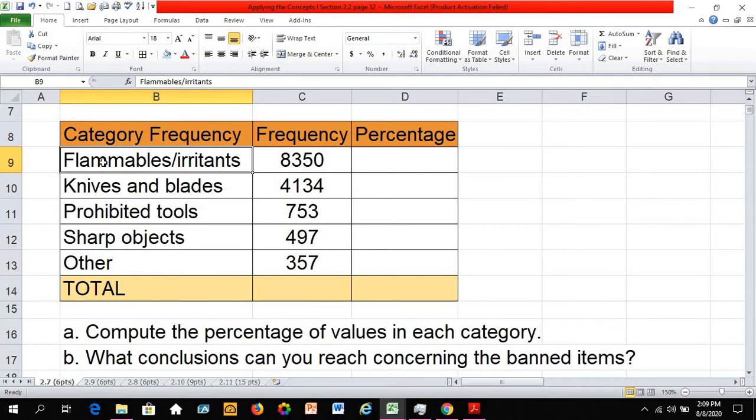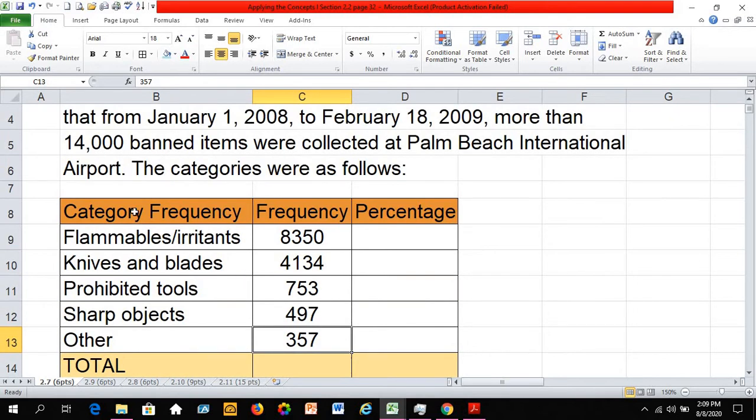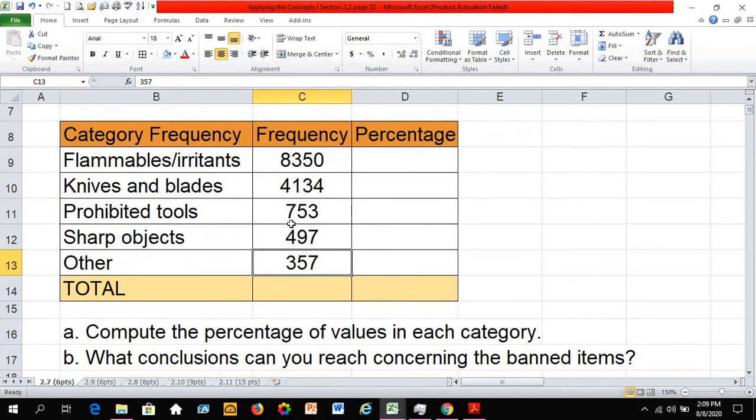First one is flammables or irritants with this frequency, knives and blades with this frequency, prohibited tools with this frequency, sharp objects with this frequency, and others with this frequency. These are already tallied, presented in tabular form, so the frequencies are already added up. First question: compute the percentage of values in each category.